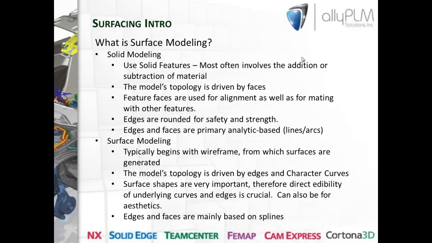In surface modeling, we typically begin with a wireframe representation, from which we define surfaces and generate those surfaces in between those edges or curves. The model's topology is driven by edges and character curves. Surface shapes are very important, therefore direct editability of underlying curves and edges is crucial. It can also be used for aesthetics, so we want to make pretty parts or consumer parts. Direct editability of underlying curves is very important. Sometimes we say a surface is only as good as those underlying curves. So in that case, we want to be able to edit those curves to have the surface update and then any downstream solid modeling tools update as well. Edges and faces are mainly based on splines, both 2D and 3D splines, rather than analytic-based lines and arcs.